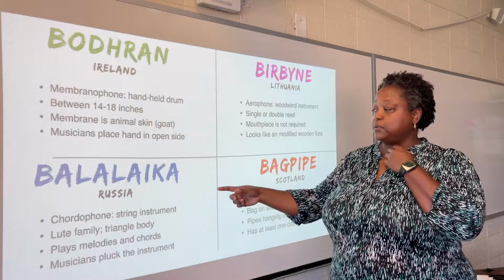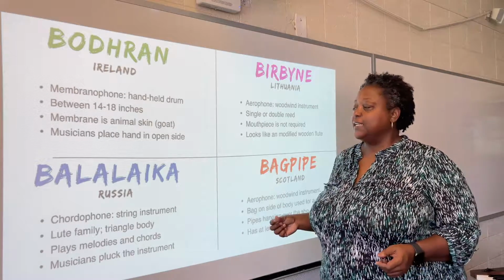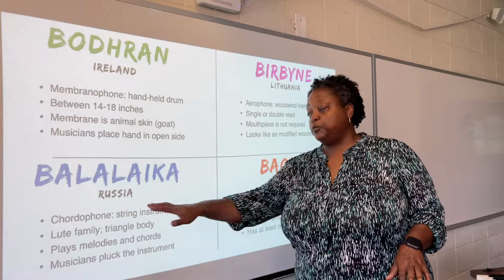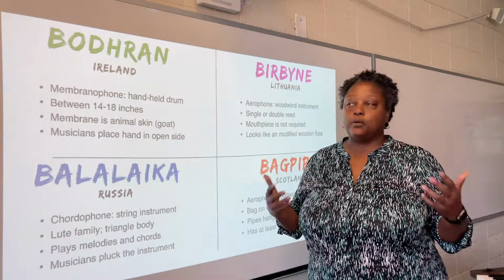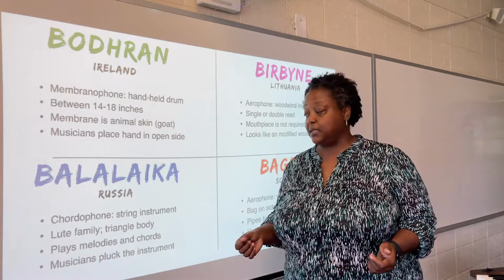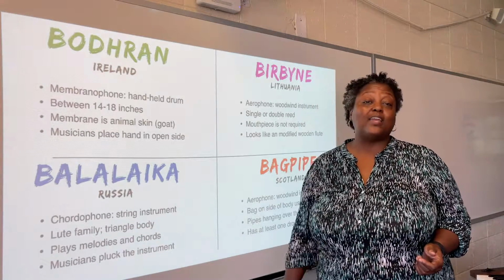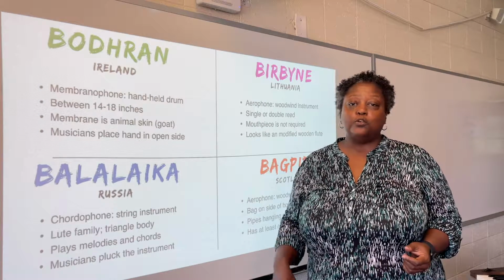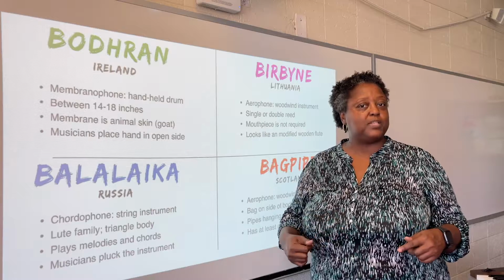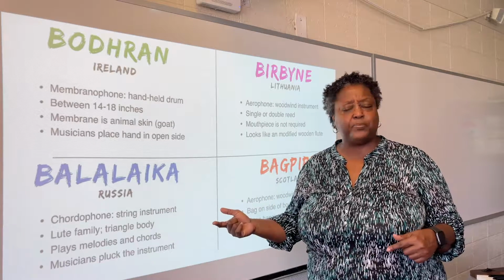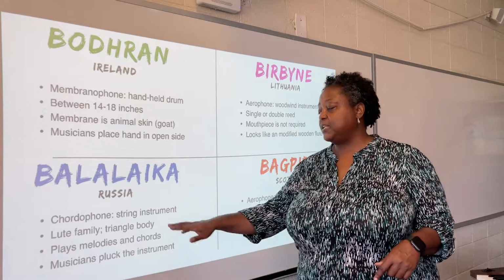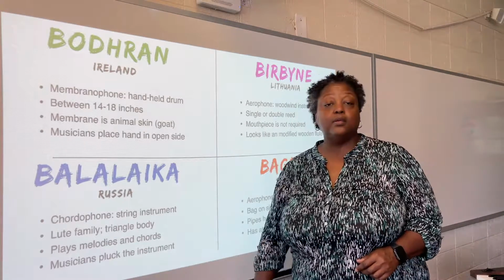Balalaika is from Russia. Balalaika, it sounds Russian. Okay, so it's a chordophone, string instrument, lute family. Just remember what the lute looks like. We know what the lute looks like, so we have a general idea of what the body looks like. The interesting thing about this one is it has a triangle shape. So look it up, you'll see the body is triangular, which is something that we're not generally used to seeing. So just remember that, it's a triangle body for that one. It plays melodies and chords, of course, and musicians pluck the strings.